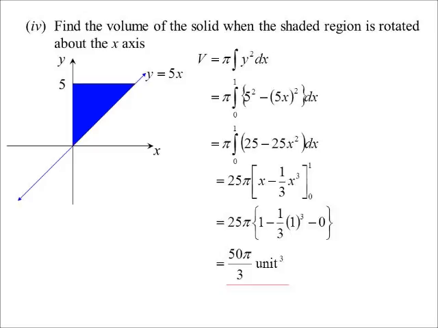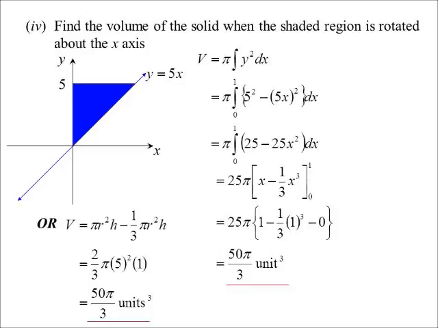But of course, that would not be the best way of doing it. Because just like I said with area, when we've got a formula that already does the job, it's quicker to do that. What we're basically talking about here, if I rotate that horizontal line, I'm going to get a cylinder. If I rotate this angled line, I get a cone. So it's pi r squared h minus a third pi r squared h. 2/3 pi r squared h. The radius is 5. The height is 1. There's our answer, 50 pi on 3.